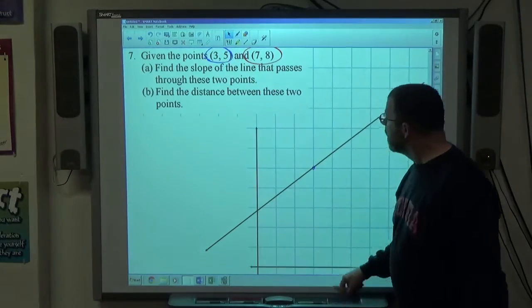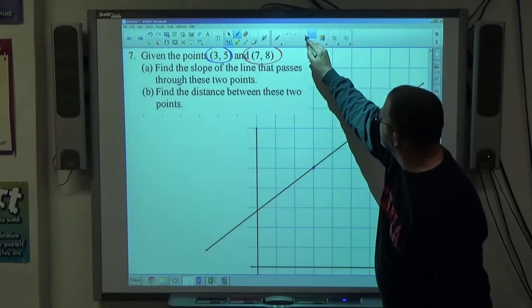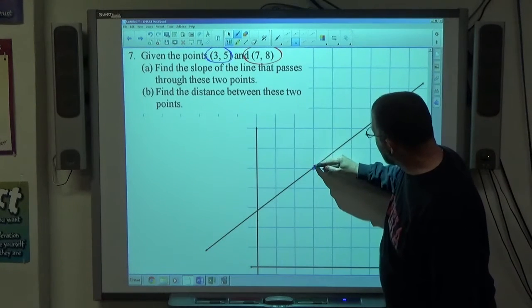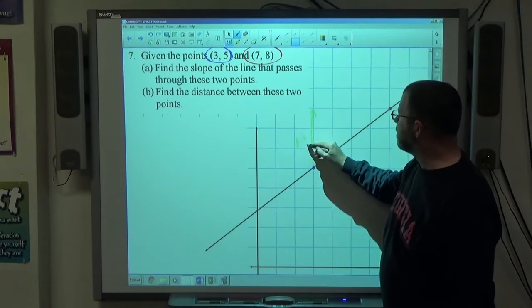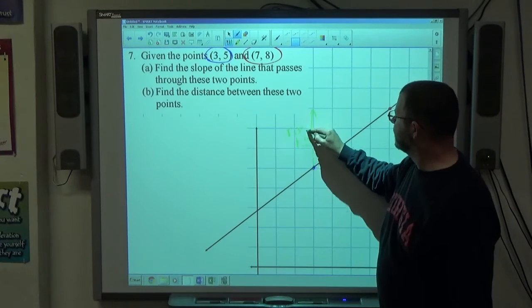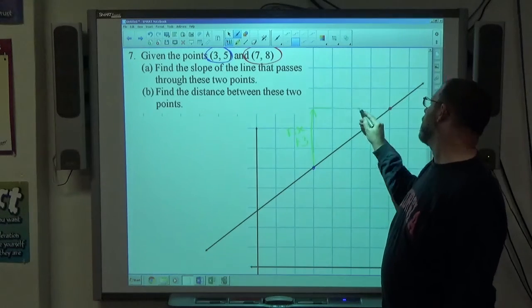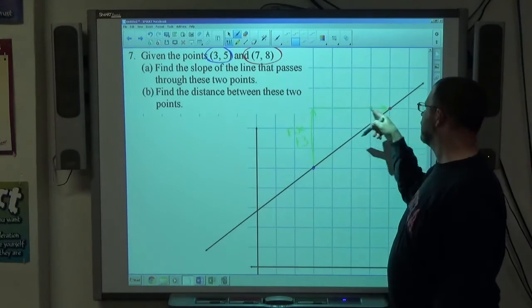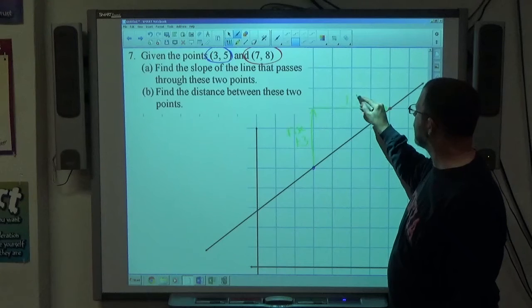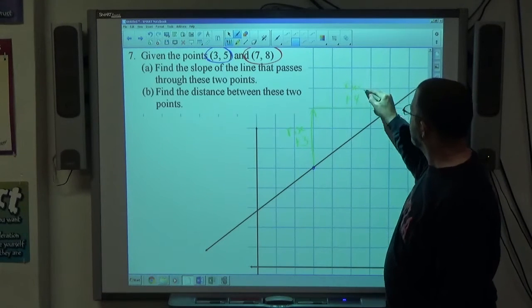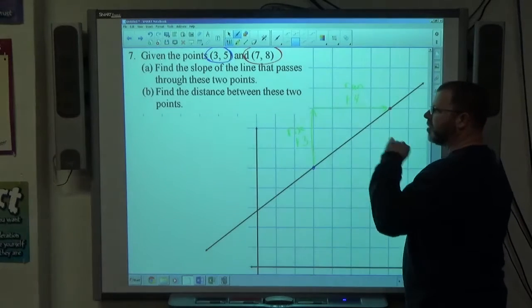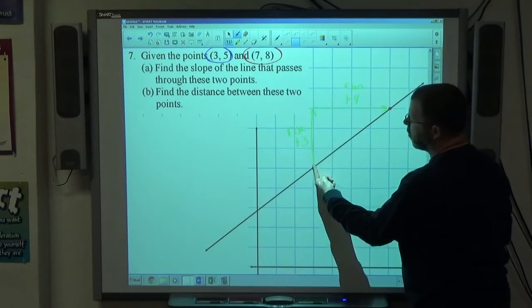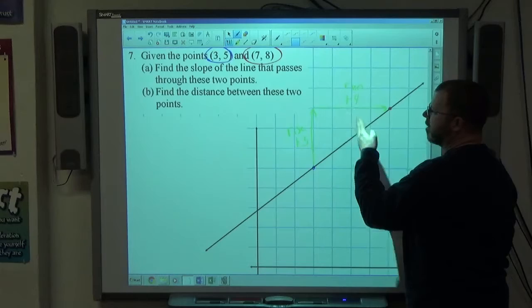So, if I go from here to the right height, which is right there, that's 1, 2, 3 spaces up. That's the rise. And if I go across from here across to here, that's 1, 2, 3, 4 spaces to the right. That's the run. Going up is positive, going right is positive, going down is negative, going left is negative. So if I'm going from here to here, I'm going up and right. Those are both positive directions.